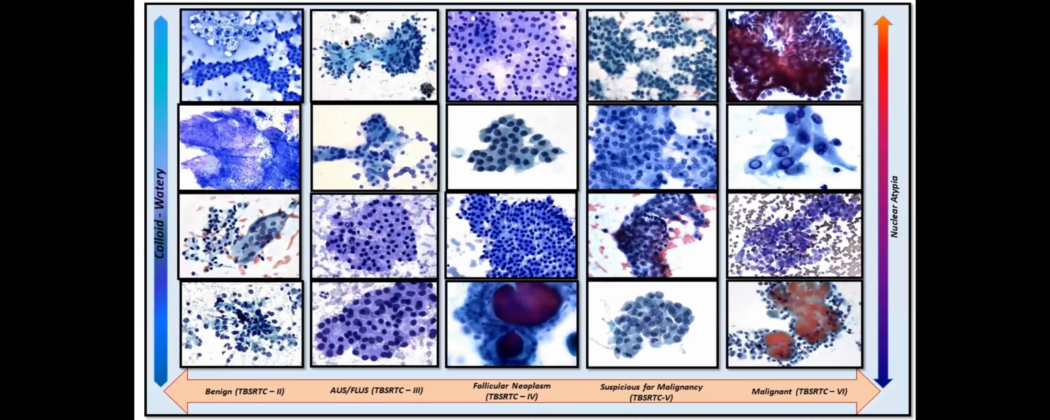Now, based upon these, all cytopathologists have learned how to diagnose these lesions by looking at the colloid, by looking at the cells, what the cells are doing, and by looking at nuclear cytology. So this is kind of my version of the cases that we have diagnosed at my institution, from benign to AUS, plus suspicious for malignancy and malignant.